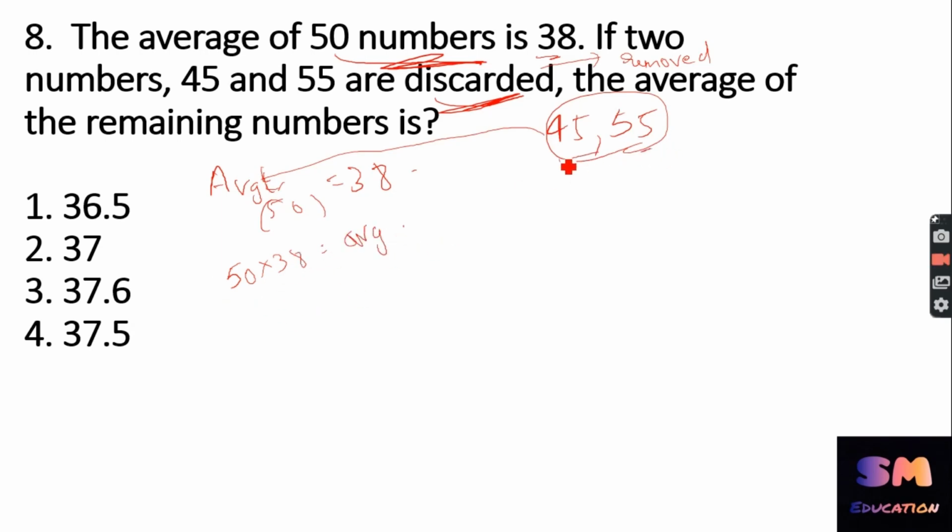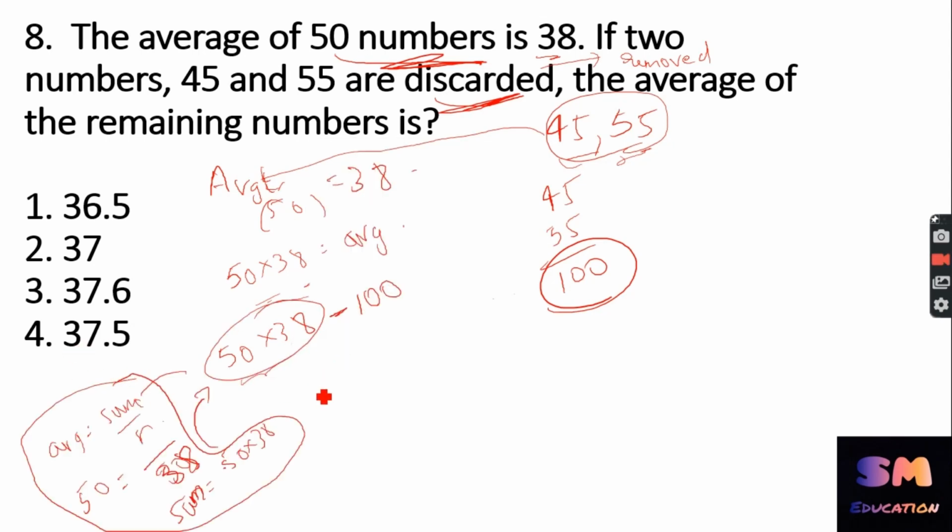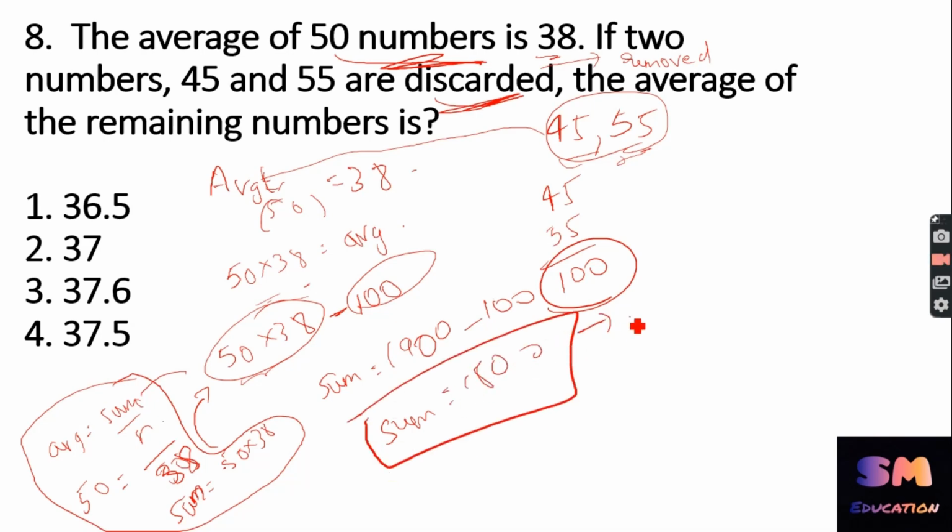Now 45 and 55 both are removed. What's the total of these numbers? It is 100. That means 100 is removed from the total, so we need to subtract this 100. Now by calculating, the sum is 50 into 38, that is 1900, minus 100. This will give you 1800. This is the sum of the remaining numbers.